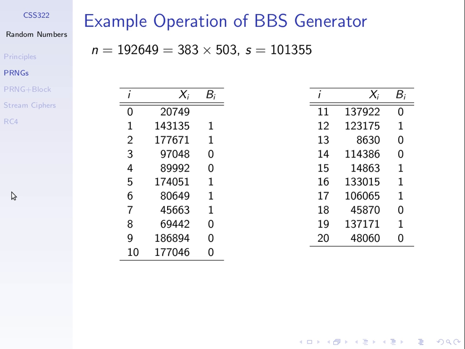An example is shown here. Some values of P and Q, 383 and 503, two prime numbers. When we mod by 4, we'll get 3. Then some random number s, which is relatively prime to n.